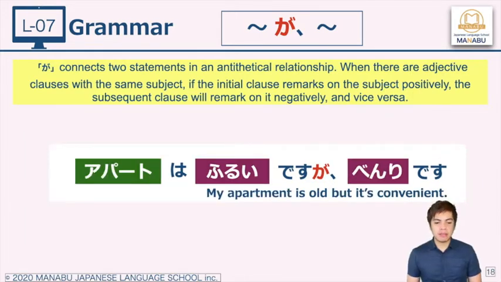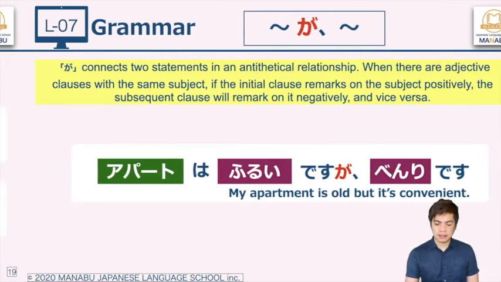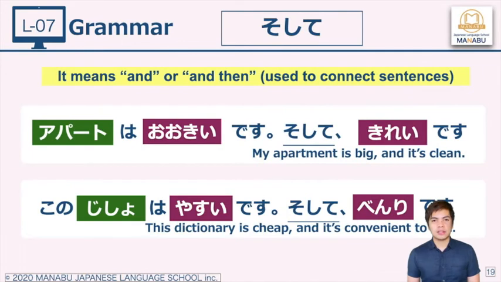Another example, apato wa furui desu ga benri desu. My apartment is old. Desu ga, but benri desu, is convenient. So they are contrasting. Furui is old and benri, convenient, is positive. So we will use ga. Next, soshite. Soshite means and or and then. It is used to connect sentences.